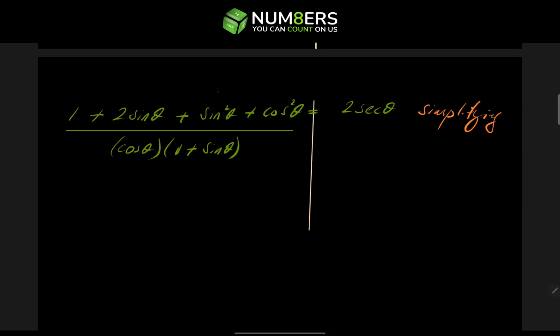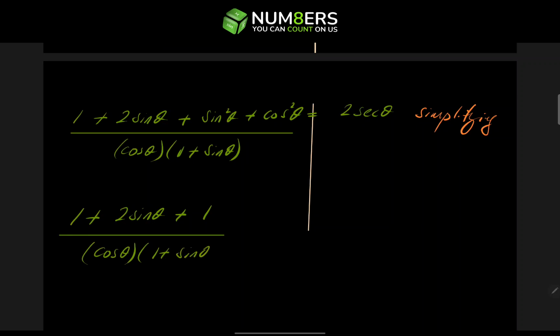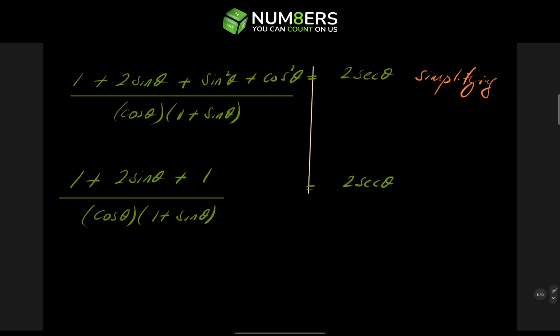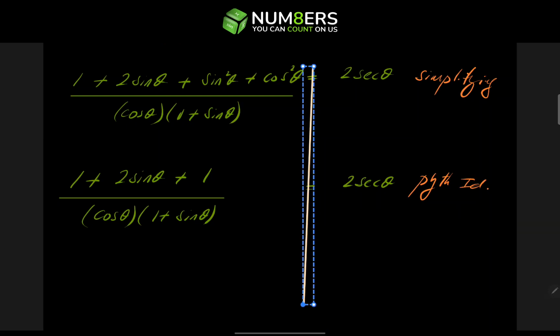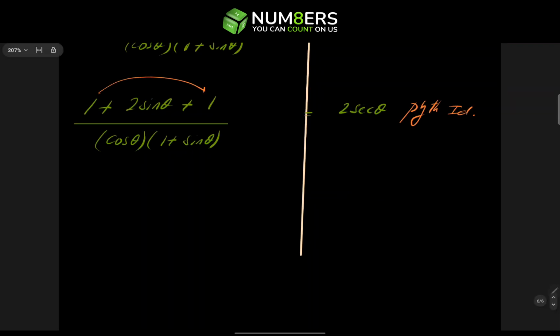Now the next step is to notice that sine squared plus cosine squared is equal to 1. That's using the Pythagorean identity. So we write 1 plus 2 sine theta plus 1 all over cosine theta times 1 plus sine theta. And that should equal 2 secant theta. Here we use the Pythagorean identity, so we write Pythagorean identity. And the next step, notice how 1 plus 1 simplifies to 2.